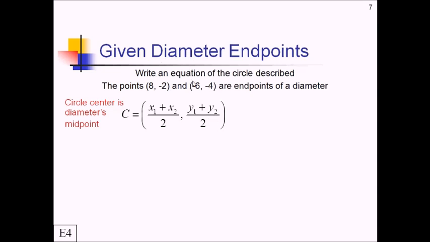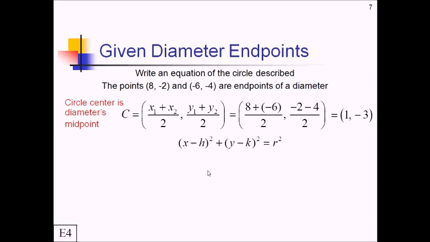So we've got 8 plus negative 6 and negative 2 plus negative 4, all over 2. So that's going to be 2 over 2, which is 1, and negative 6 over 2 is negative 3. Now that we've got the center, this becomes an example a lot like the last one, where you just have to plug the center and either of these 2 points into the circle equation. So here's our circle equation again, and I'm going to use just the first point. It's got less negatives, so I like it better.